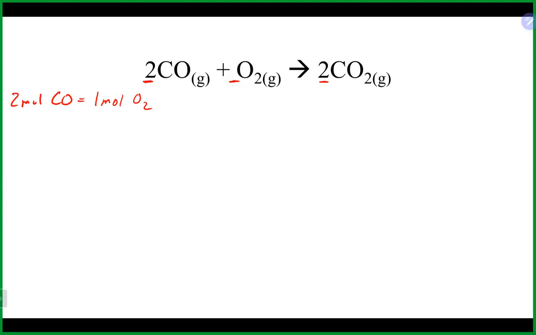We could also say for every 2 moles of CO we toss in there, we get out from the coefficient here 2 moles of CO2. And again, those relationships are nothing more than just the balanced coefficient. We could also say for every 1 mole of O2, we will get out 2 moles of CO2. So from this one equation, we have 3 different equalities that we could get.